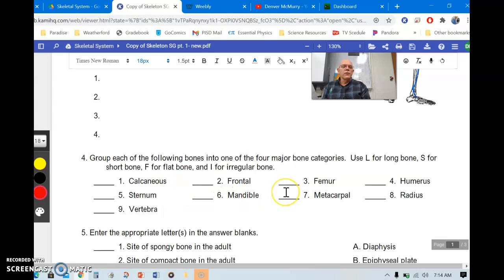Your metacarpals are long enough, we're going to call them long bones because they have that same kind of shape to them. And the radius, on the thumb side of your hand, is going to be a long bone, obviously, very long. And vertebrae is going to be irregular.